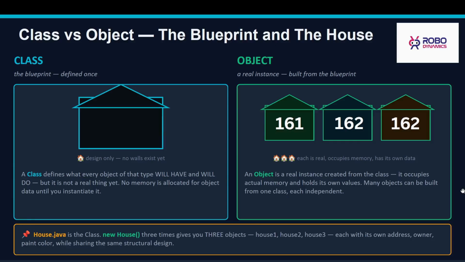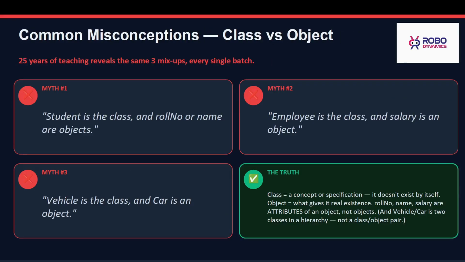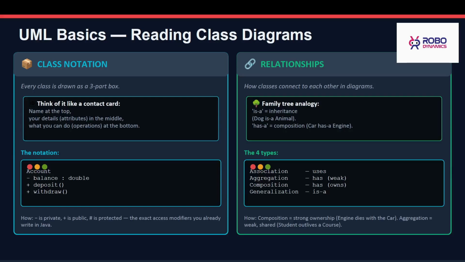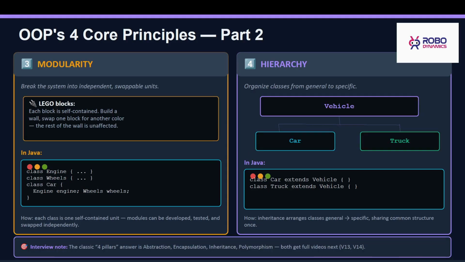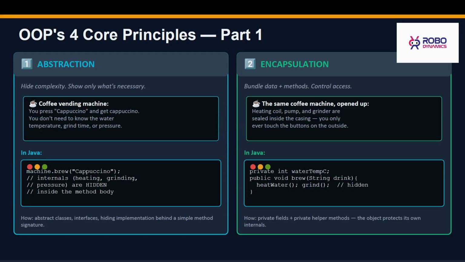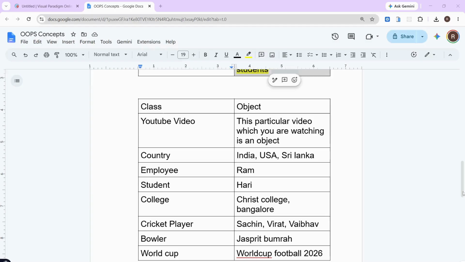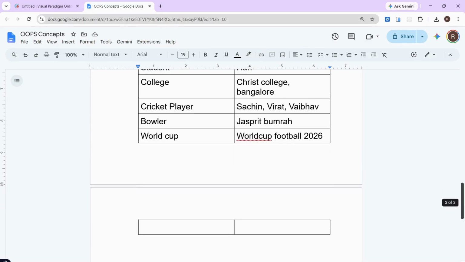Now after you understand the concept of what exactly is a class and object, then you should understand the object oriented concepts. So these are the four basic principles. One is abstraction, the second one is encapsulation, the third one is modularity, the fourth one is hierarchy. Okay, now what exactly is an abstraction? Now let me get into it.